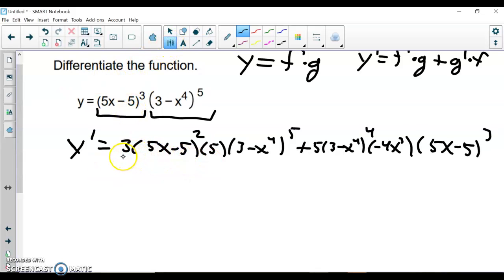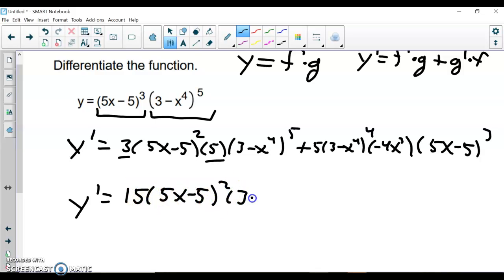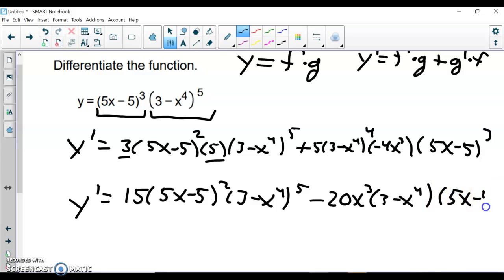So let's start by doing the bare minimum. Let's multiply the 3 and the 5 here, and then we'll also take care of this negative 4x cubed and the 5. And then we'll focus on pulling out common factors. So right now we've got 3 times 5 makes 15. And then we've got negative 4x cubed times 5, which is negative 20x cubed. And then we still have 3 minus x to the 4th, and we have 5x minus 5 to the 3rd.